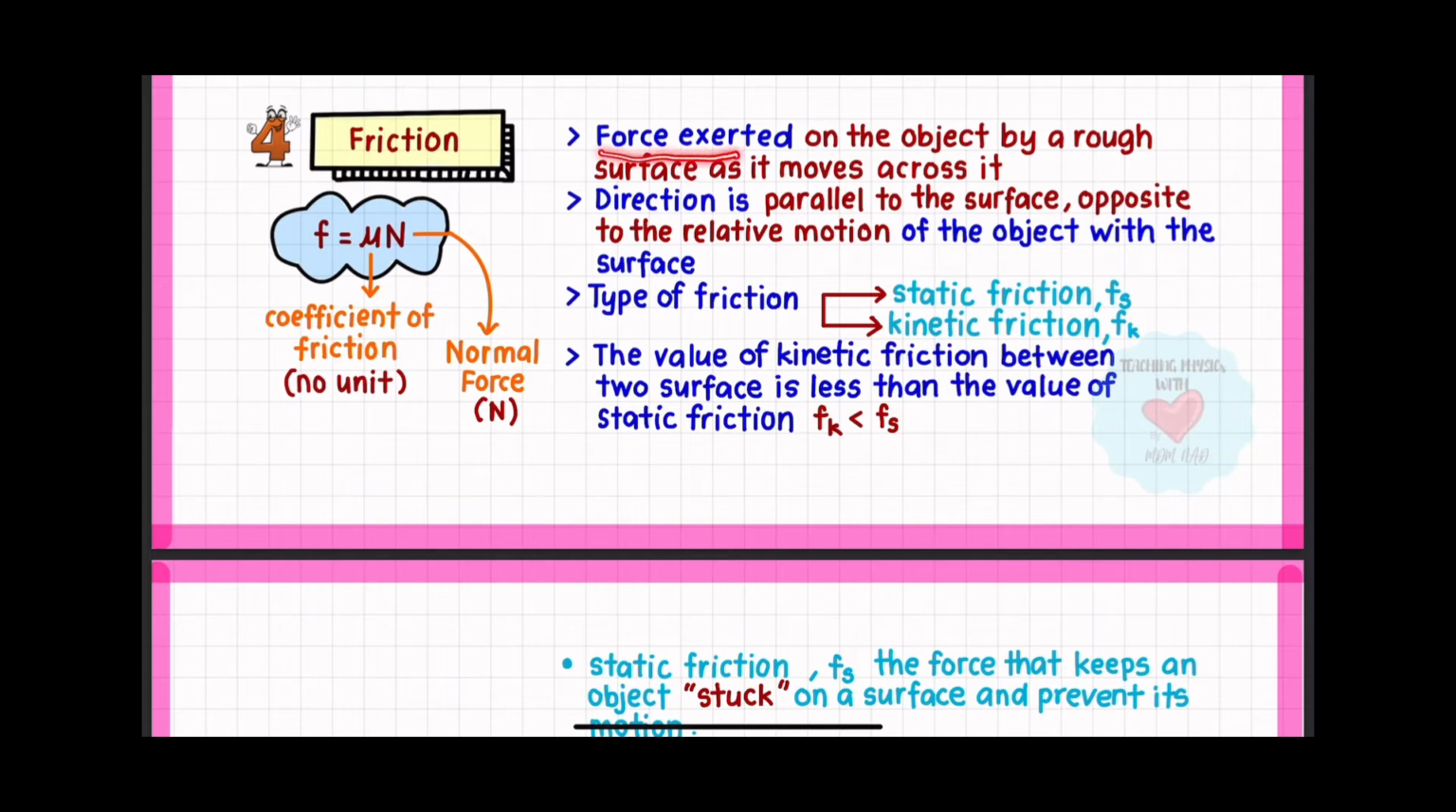Friction is the force exerted on the object by a rough surface. Syarat dia mesti rough surface dan it move across it. So direction is parallel to the surface but opposite to the relative motion lah, ataupun opposite relative motion lah, opposite to motion lah. Okay, so kita ada dua friction, type of friction. So first is static friction and the second one is kinetic friction.